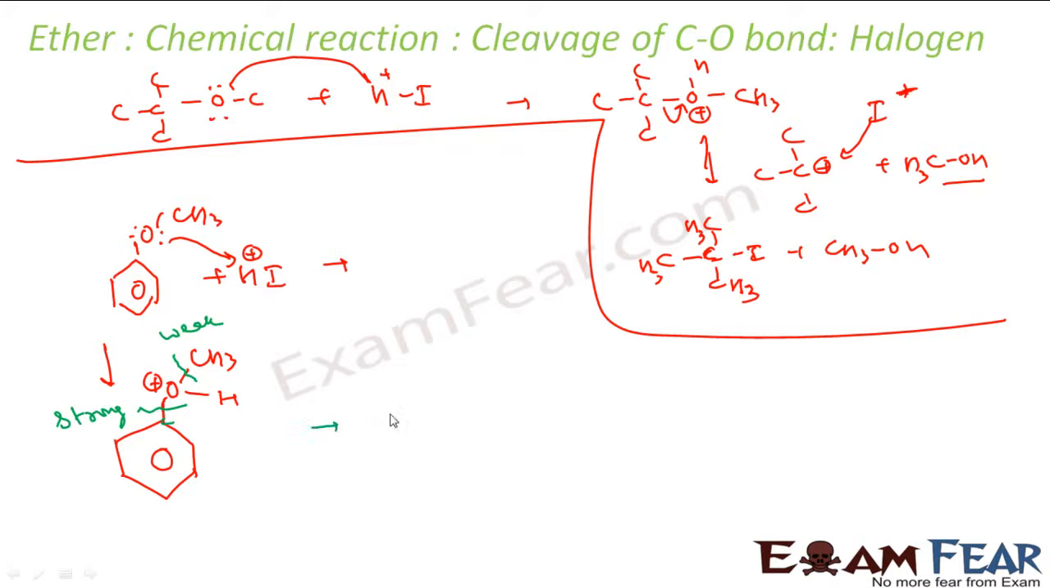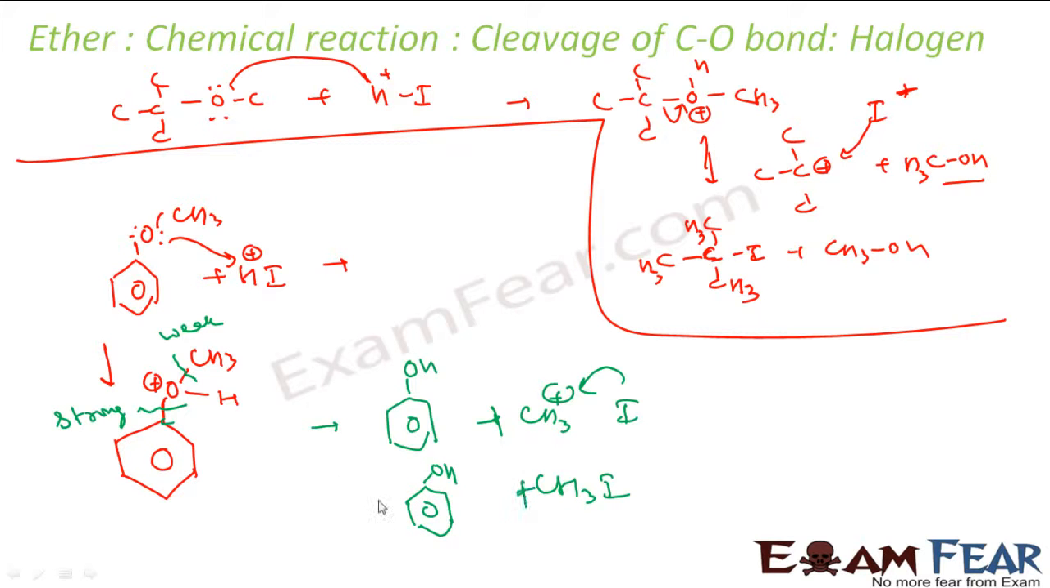So what you get here is OH plus and CH3 plus. And on this CH3 plus, I minus will attack and it will form CH3I, and this is my phenol. Correct? So you understood why this bond breaks, because this is weak, this is strong. O plus is a very unstable thing. Oxygen will never want to have a positive charge. Oxygen is the electronegative element, so it will ask one of the bonds to break. So this bond will break because it's a weaker bond.